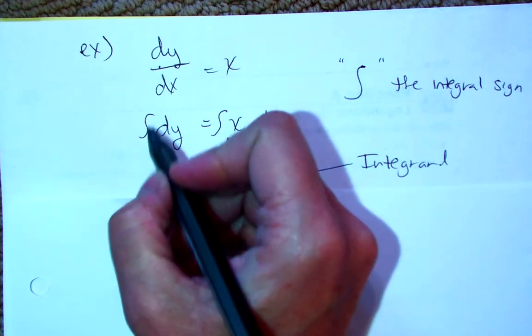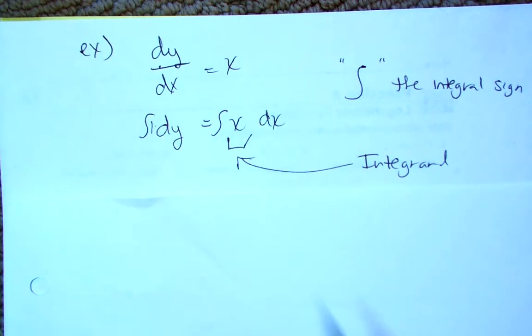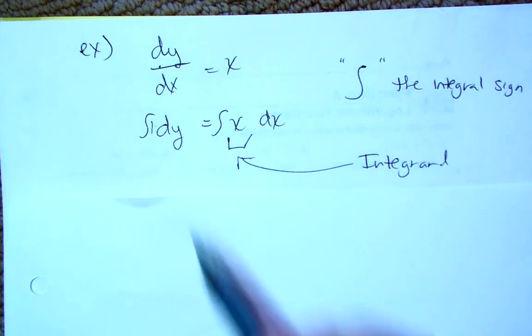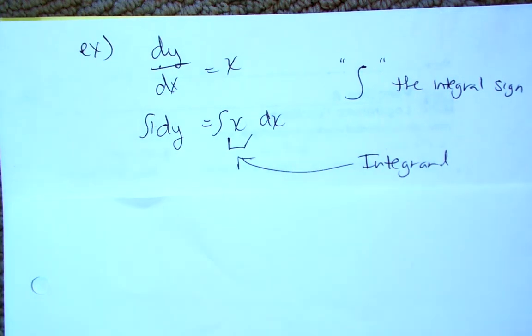So my function in front here, it's just a 1. This one in front of this dx is an x. This is with respect to y, that's with respect to x. Let me go ahead and continue working out this problem.